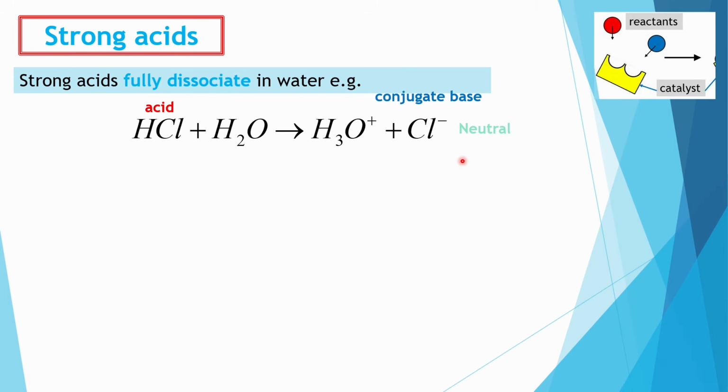And actually the ions that are produced from strong acids are always neutral. The salts produced from strong acids are neutral. So hydrochloric acid produces chloride, it's neutral. Sulfuric acid produces sulfate, it's neutral. Nitric acid produces nitrate, it's neutral. Those ions are not weak bases. So any conjugate base produced from a strong acid is not a weak base.